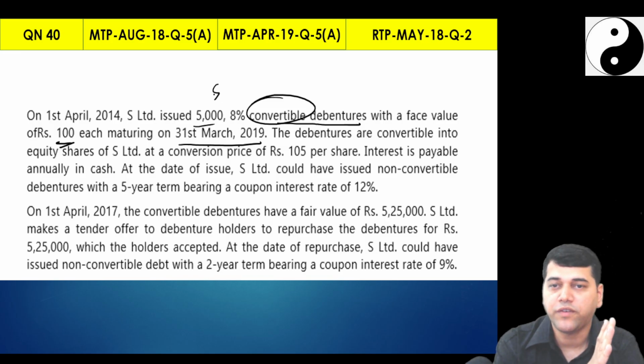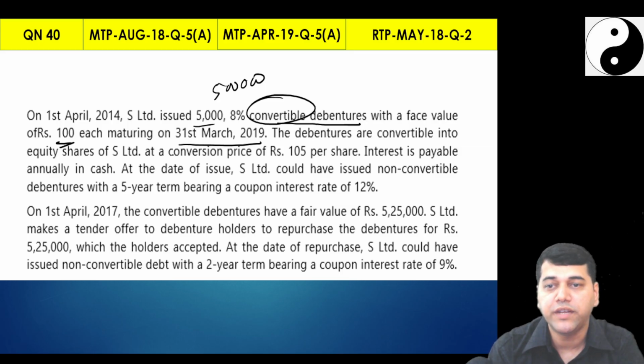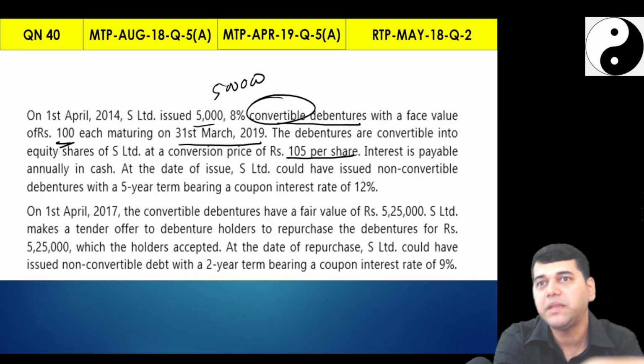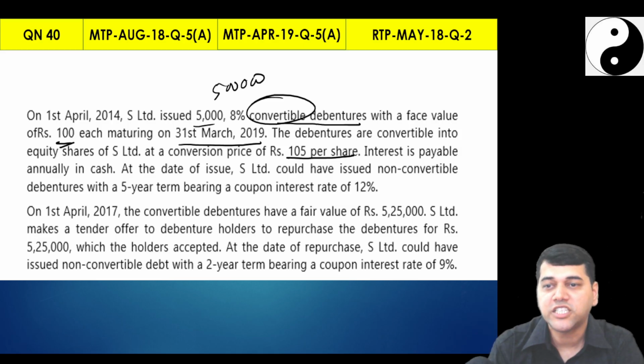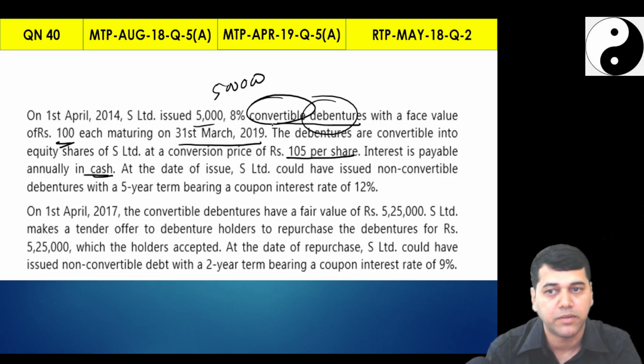So how much it comes to? 5 lakh face value, if at all they had issued at a face value. The debentures are convertible into equity shares at the conversion price of 105. That means with the premium it's going to get converted. 100 rupees is going to get converted at 105. Interest is payable annually in cash, because these are debentures, no? Interest portion is your financial liability.